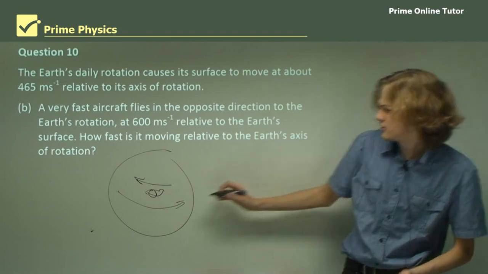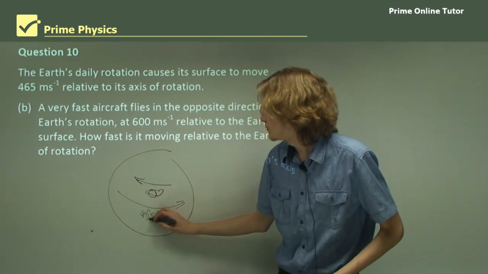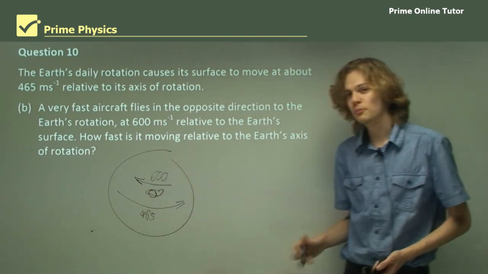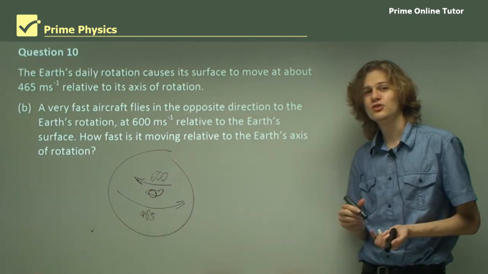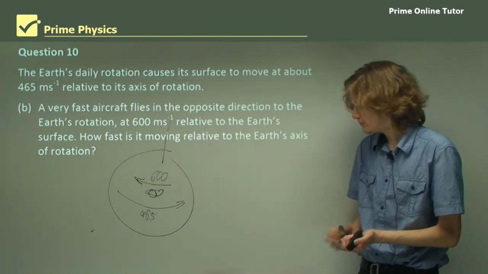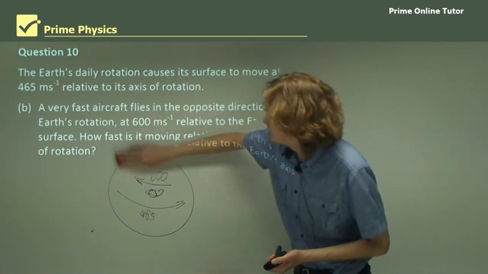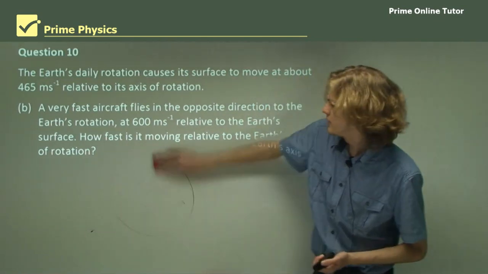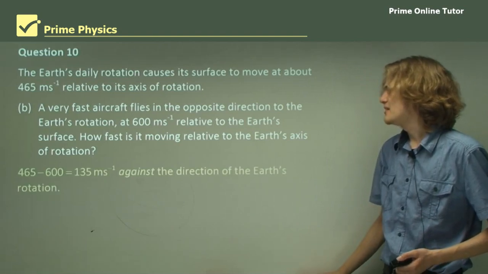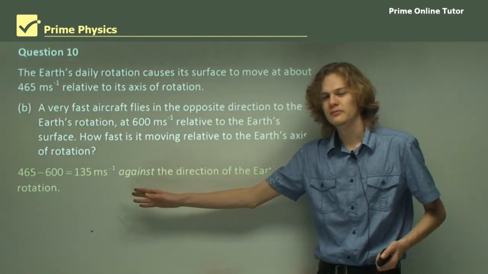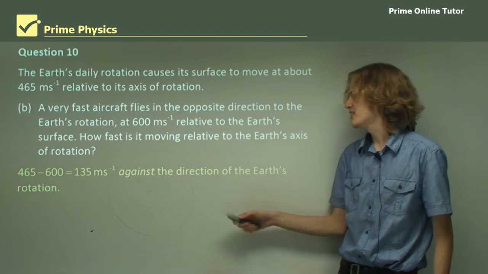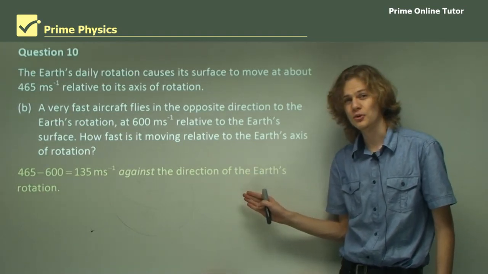Now, this number is 465, that's the rotation of the Earth, but the plane is moving at 600. So the plane's speed actually exceeds the speed of the Earth's surface relative to the Earth's axis of rotation. So that means, rather than adding the two numbers together, we'll be subtracting the larger number from the smaller number. And that means that we get a negative number. And so we get 465 minus 600, which is negative 135 meters per second, against the direction of the Earth's rotation.